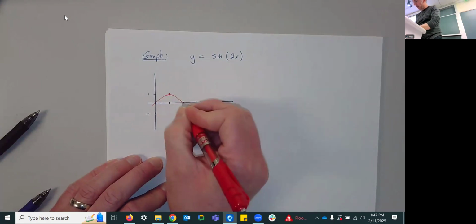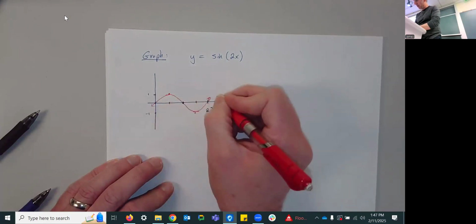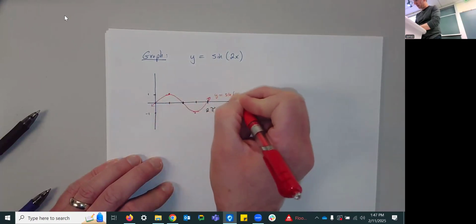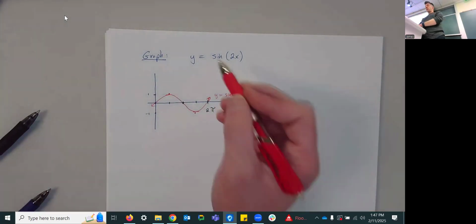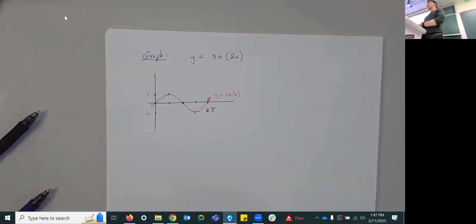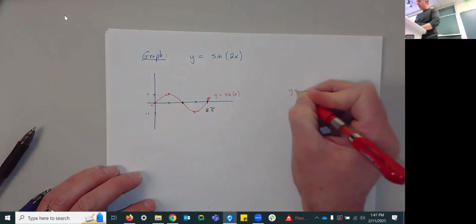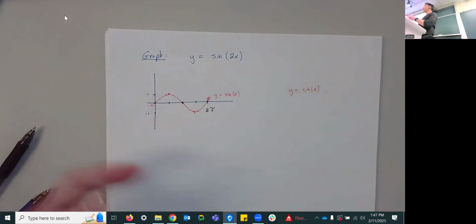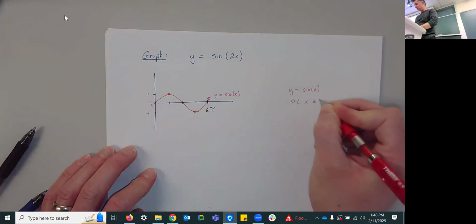There's my sine of x function. So can anyone tell me how sine of 2x differs, or what changes? Not the amplitude. The amplitude would change if we had a 2 out in front. The period changes. And the way I like to think about it is for y equals sine of x, to get one full period, the angle has to go from 0 all the way around to what? 360, or in radians, 2 pi. So here we need x to go from 0 to 2 pi.